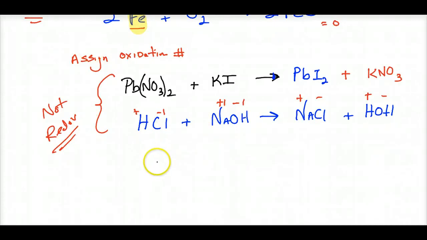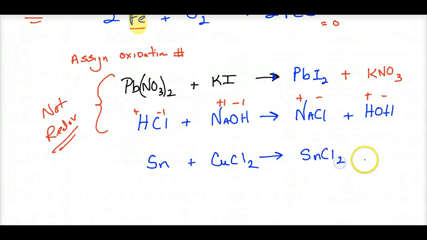What if I had tin and copper chloride? Okay, what's going to happen is the tin's going to replace the copper and make tin chloride plus the free copper. This is a single replacement. Is this a redox? And you would say, yes, you see a standalone element. If it's by itself, it's 0. When it's bonded to something, it's other than 0. So that's very important you recognize.